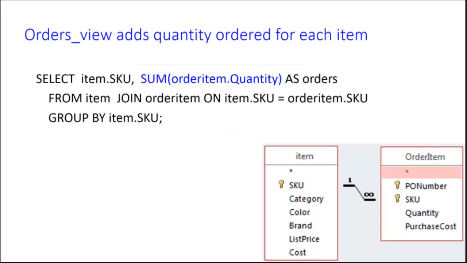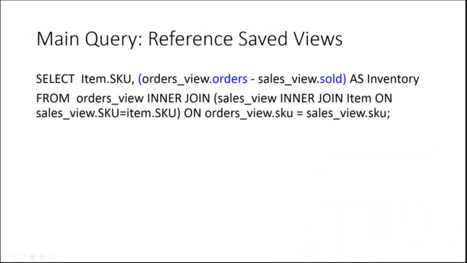And then orders view, item and order item. How many units were ordered? We do something similar, adding up all quantities of order item for each one of those stock keeping units, and save this as orders view. And then in the main query, we'll retrieve the item primary key, stock keeping unit, and the difference of these two, orders from orders view and sold from sales view, they must match for each stock keeping unit. So we'll calculate the difference of these two for each unit as inventory.